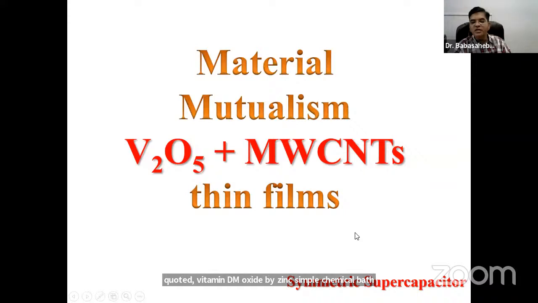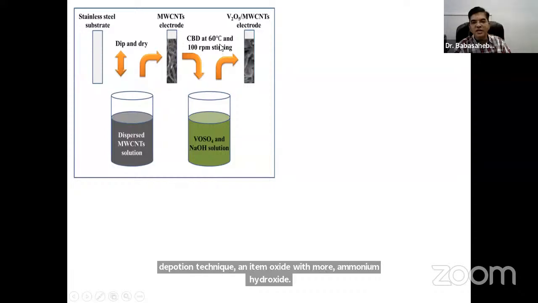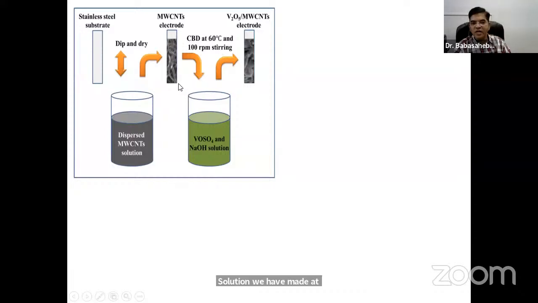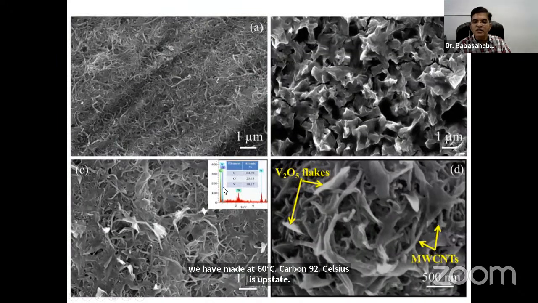Symmetric means having both electrodes of the same type. So simply we have used the chemical bath deposition technique. We made a vanadium oxide with ammonium hydroxide solution at 60 degrees Celsius. A carbon nanotube coated stainless steel substrate was dipped inside the solution, and it was coated on the carbon nanotube as vanadium oxide.